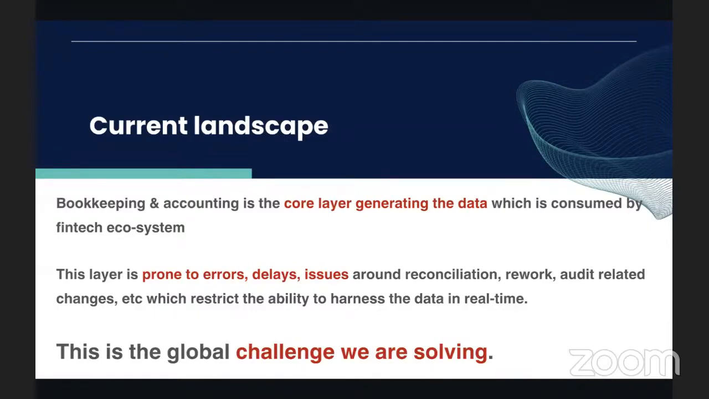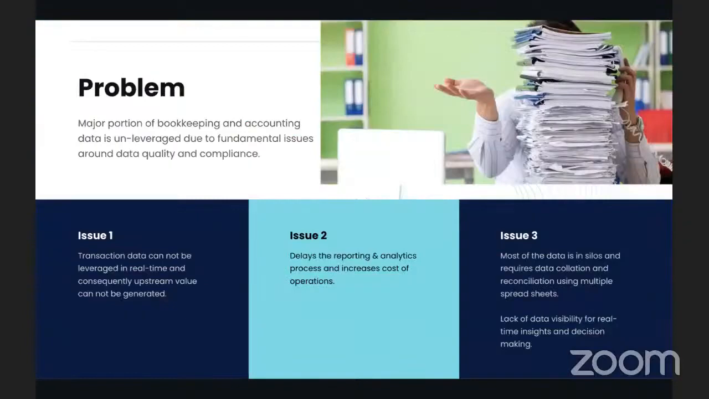Many business people would be aware that accounting data is most of the time prone to errors, delays, and issues with reconciliation, rework, and audit. This is a challenge that we are solving at IDOS through our platform of Digital CFO. The problem primarily is the ability of the business to leverage data. Even though a lot of accounting and financial management is happening on a day-to-day basis, the data is going unleveraged, a lot of dark data in accounts and finance.